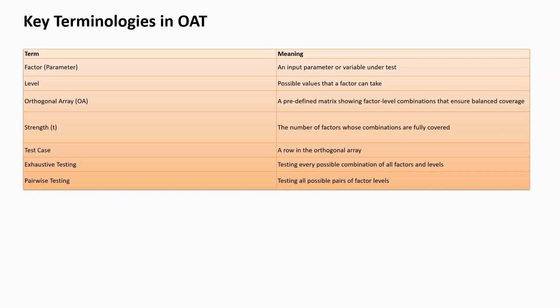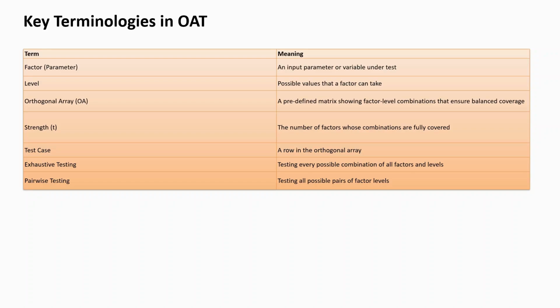Strength means the number of factors whose combinations are covered. Strength determines the interaction coverage. Strength is always denoted by a variable t. The t can have different values. t can be 2 or t can be 3. Higher the value of t, it increases the coverage but requires more test cases. For example, t equal to 2 means all the pairwise combinations are included.